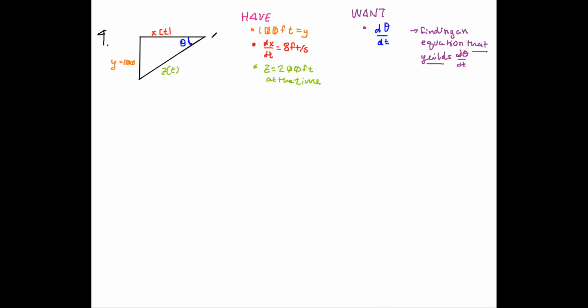So the equation I'm going to use is sine, right? Sine is opposite over hypotenuse. So the sine of theta is equal to the opposite, which is 100, over the hypotenuse, which is z, noting that both z and theta are functions of time. I'm actually going to rewrite this a little bit as z to the negative 1, and then I'm going to differentiate with respect to time.